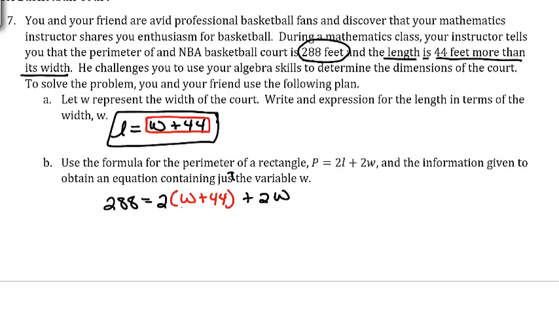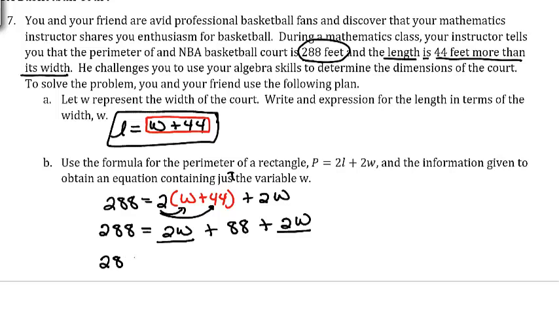In order to solve this, we need to simplify the right-hand side, and to simplify that we need to use the distributive property. So I'm going to multiply this 2 to both the W and the 44. That will give me 288 is equal to 2W plus 88 plus 2W. Now I have two like terms, a 2W here and a 2W here, so we can add those together. That gives us 288 is equal to 4W plus 88.